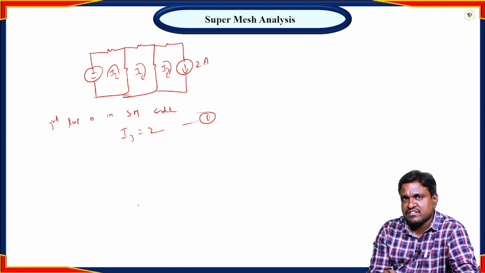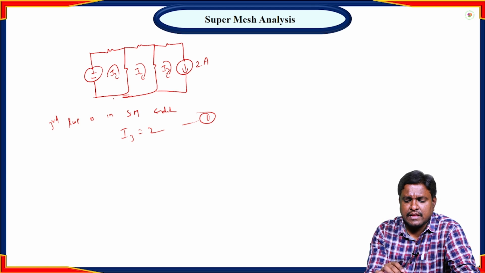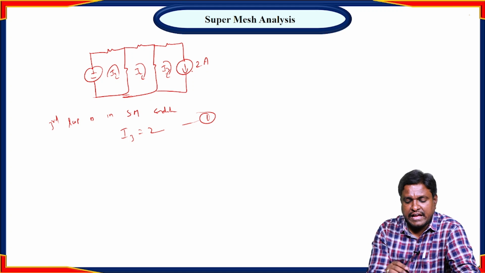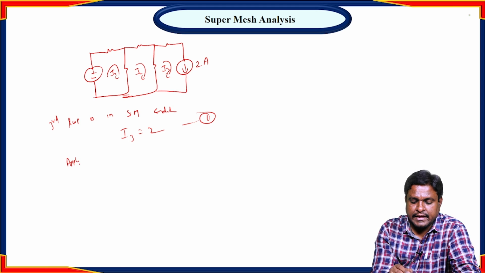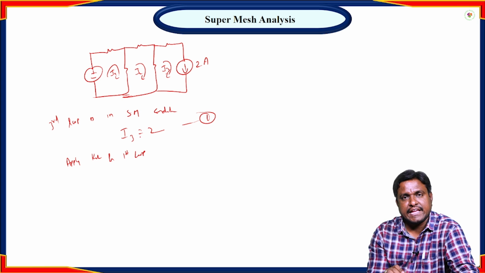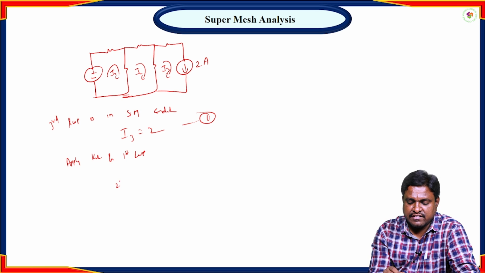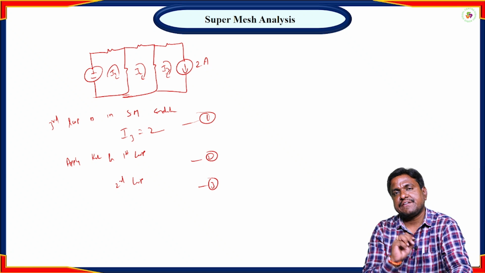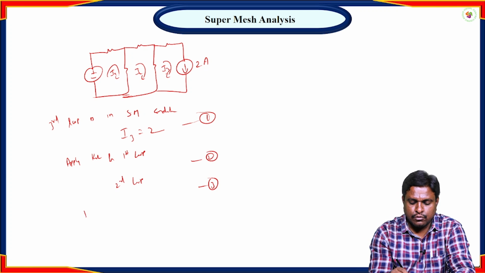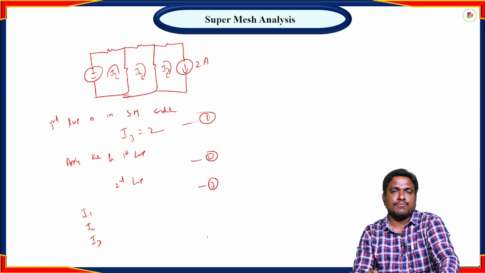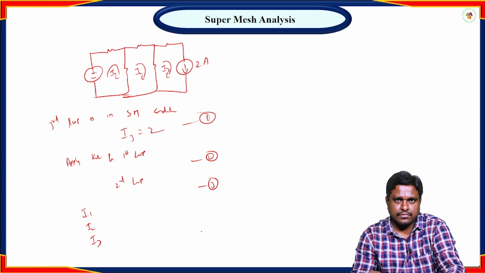What about the remaining 2 equations? Here we can see the loop 1 and loop 2 do not have any impact with respect to this current source. So as usual, apply KVL for the first loop, we get the equation. Apply KVL for the second loop, we get the third equation. On solving the equations 1, 2 and 3, we get the loop currents I1, I2 and I3, and finally we can find the response in the given circuit.